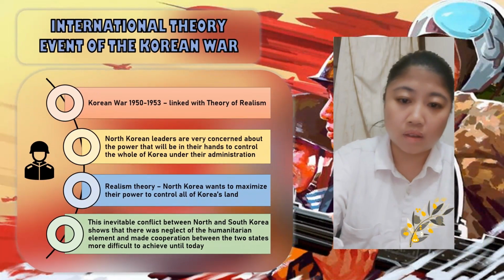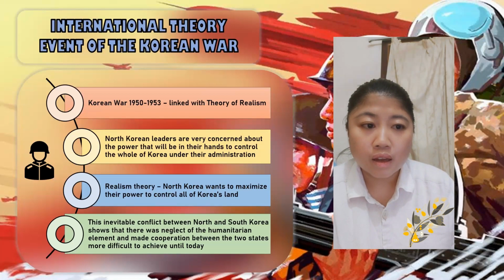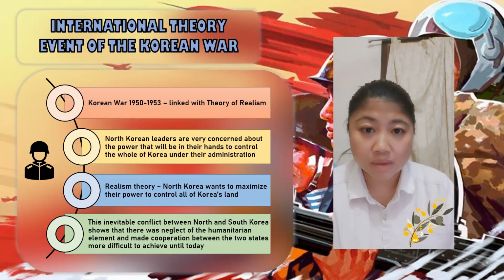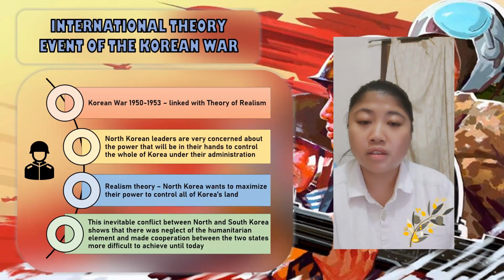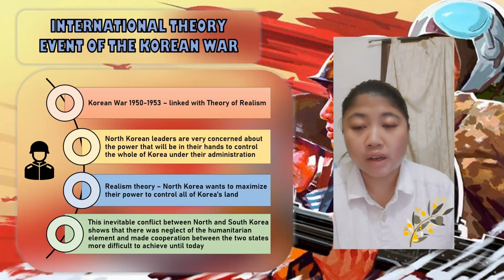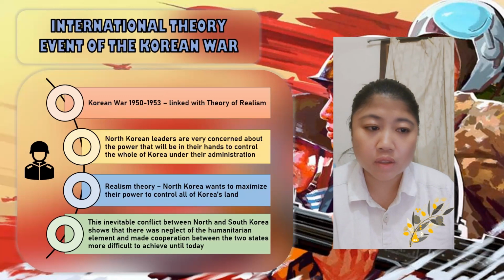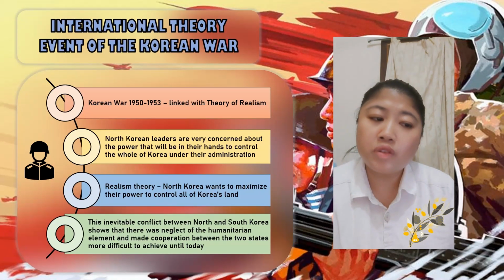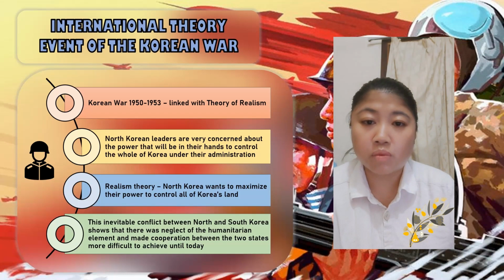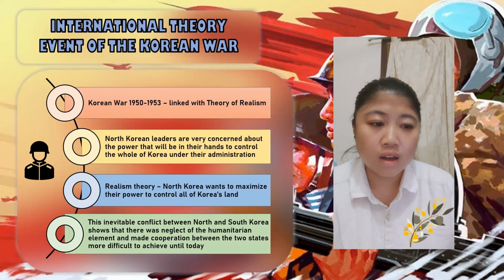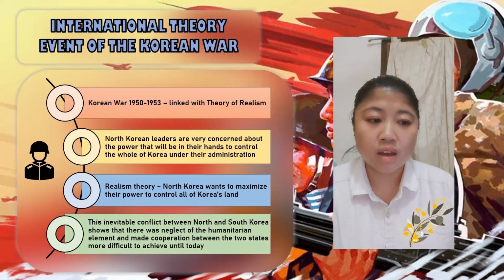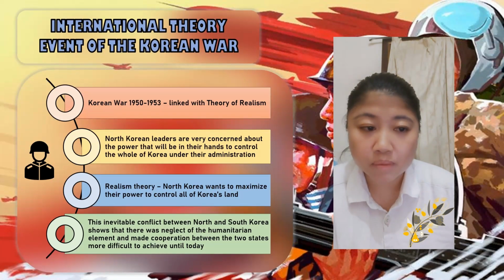Hello, I am TABITHA SIMBIH GILINGAN. Next, I will discuss the international relations theory that our group chose regarding the Korean War. Given that the Korean War lasted for 3 years from 1950 to 1953, it can be linked to the theory of realism, when South Korea and North Korea wanted Korea to be a country governed under one administration after they were separated by the 38th parallel.